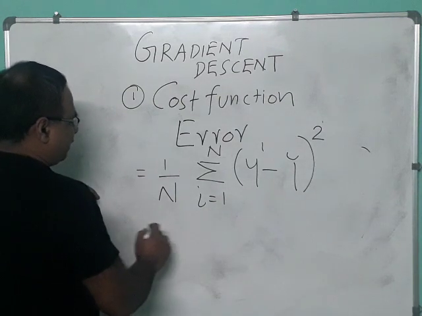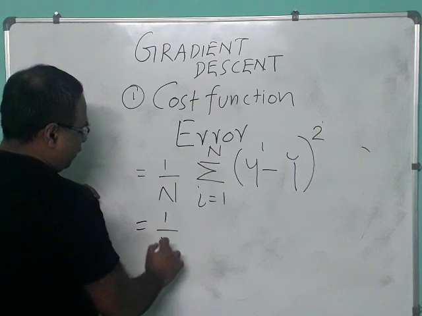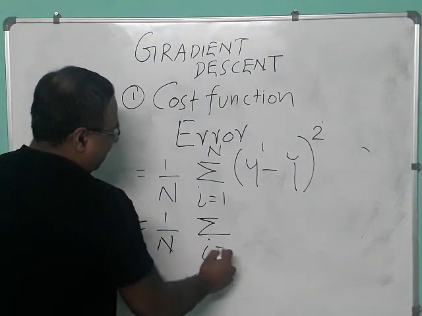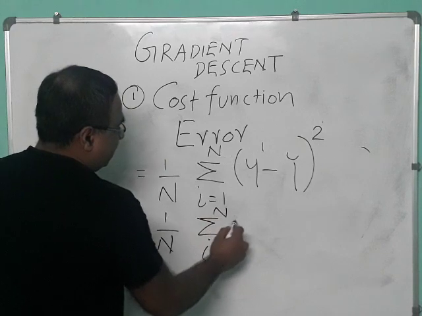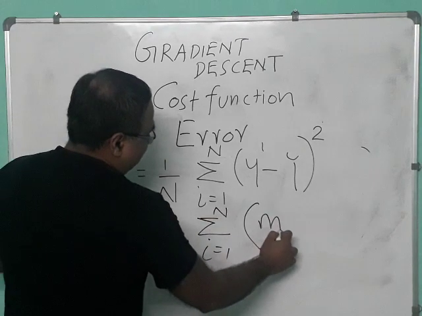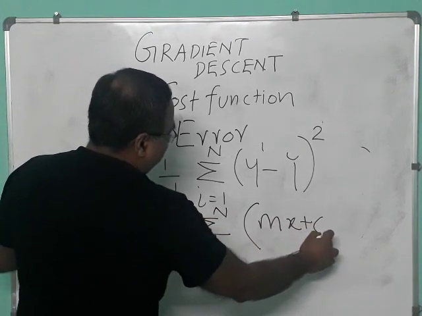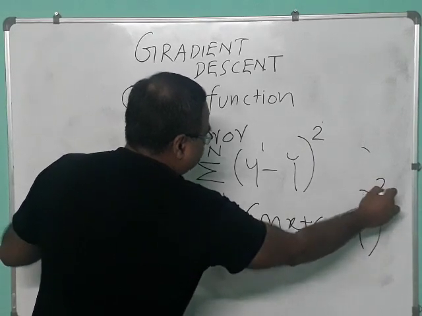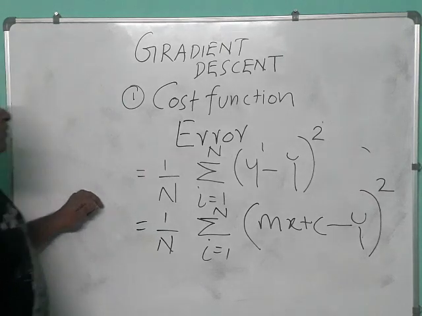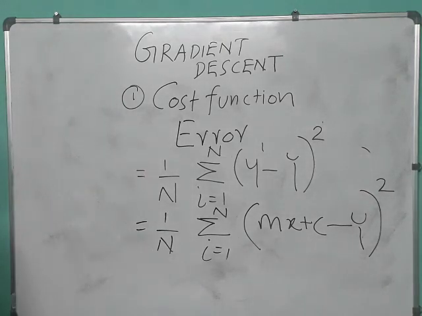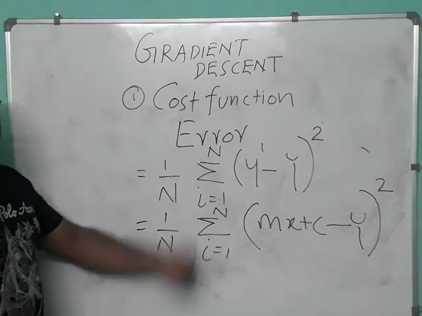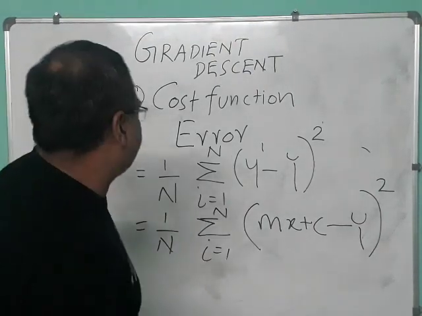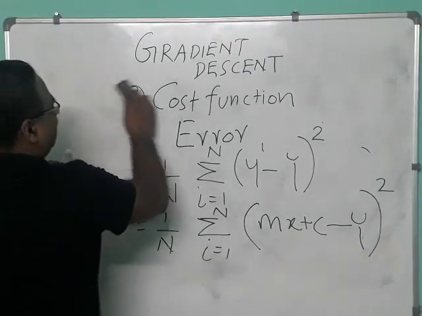Y dash, that also we discussed in the last video. Y dash you will substitute, so your equation becomes 1 by n sigma i equal to 1 to n, (y dash is mx plus c, the equation of a line, minus y) the whole square. So this is the important information related to cost function. We covered all those aspects in the previous videos.